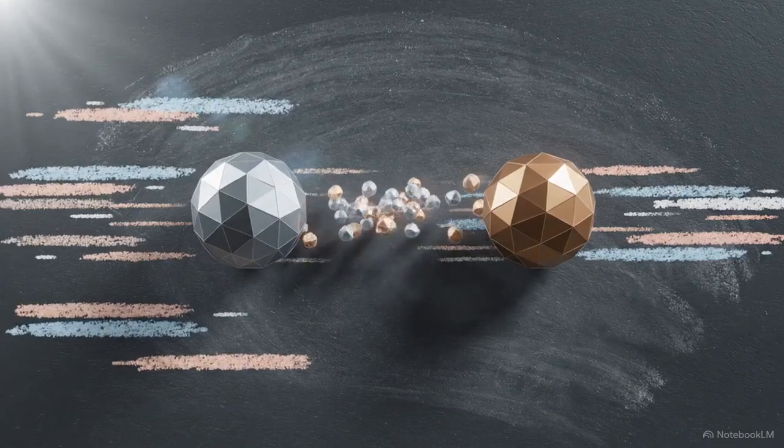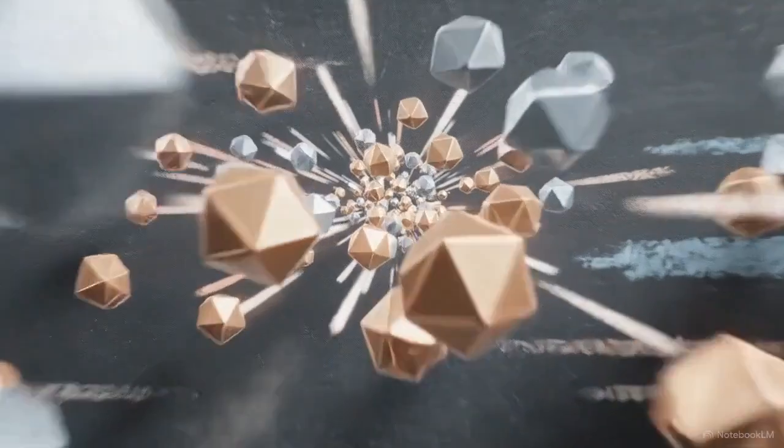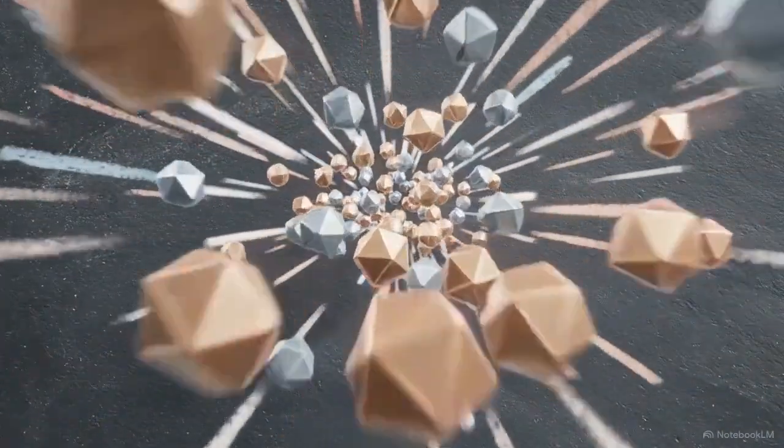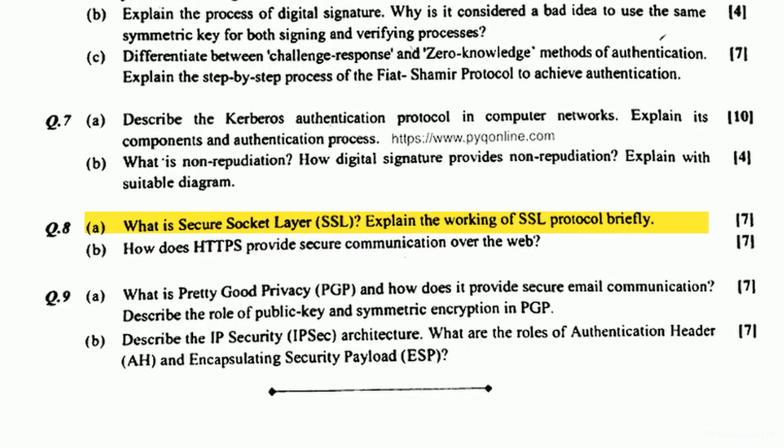When you see the padlock icon in your browser, it is easy to assume your data is protected by a single, impenetrable shield. We're going to deconstruct that assumption using this university cryptography exam as our roadmap. Look at question 8a, which asks about the Secure Socket Layer, or SSL, protocol.